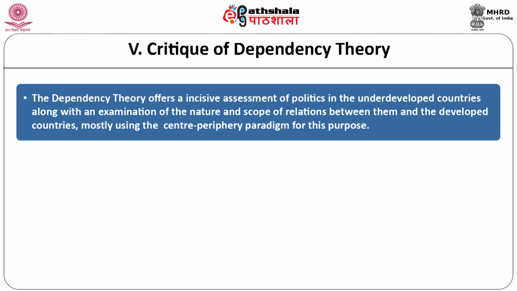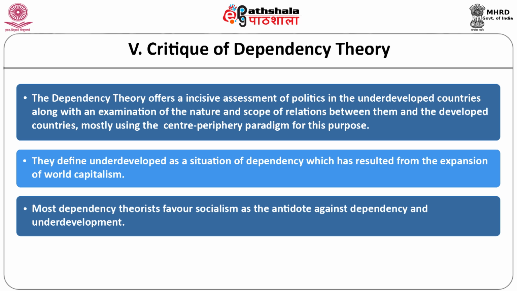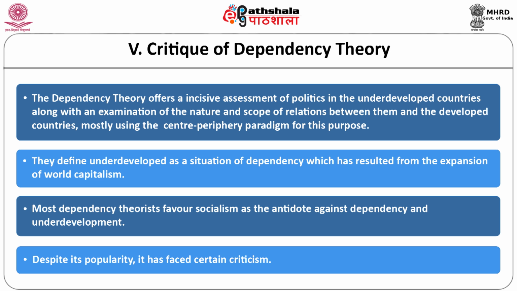The dependency theory offers an incisive assessment of the politics in the underdeveloped country, along with an examination of the nature and scope of relation between them and the developed country, mostly using the center-periphery paradigm for this purpose. They define underdevelopment as a situation of dependency which has resulted from the expansion of world capitalism. Most dependency theorists favor socialism as the antidote against dependency and underdevelopment. Despite its popularity, it has faced certain criticism.